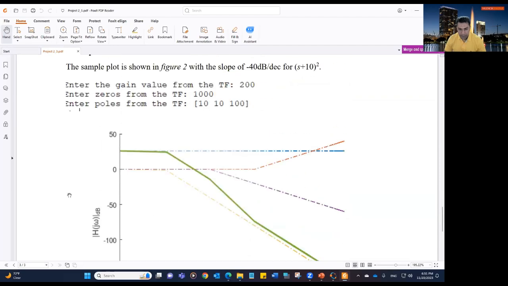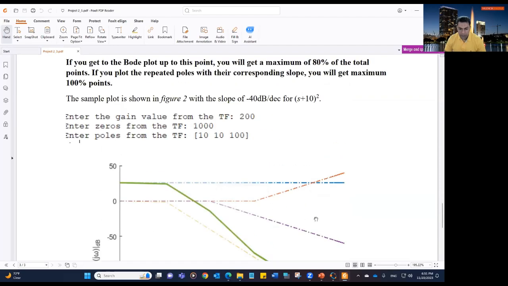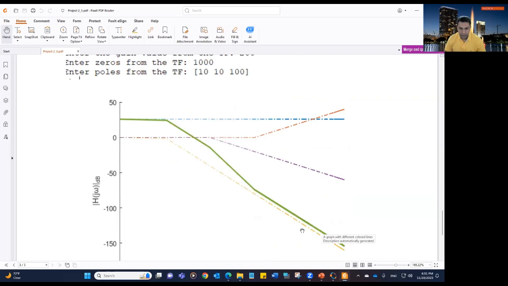So yeah, this is the project. Each individual line should be there. And then the final Bode plot, which is the sum of each individual line, is going to be the Bode plot. So this is what the project is. It's not exact, remember? It is approximate. That is why it is the Bode plot.